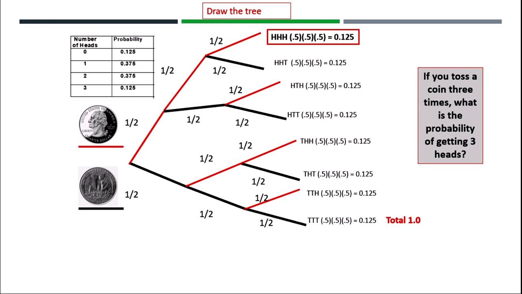0.125. Furthermore, we can figure out other probability using this tree diagram, like 1 head. There are 3 branches having 1 head, HTT, THT, TTH. You can add all the corresponding probability together. 0.125 plus 0.125 plus 0.125 and equals 0.375. You can try some other cases yourself.